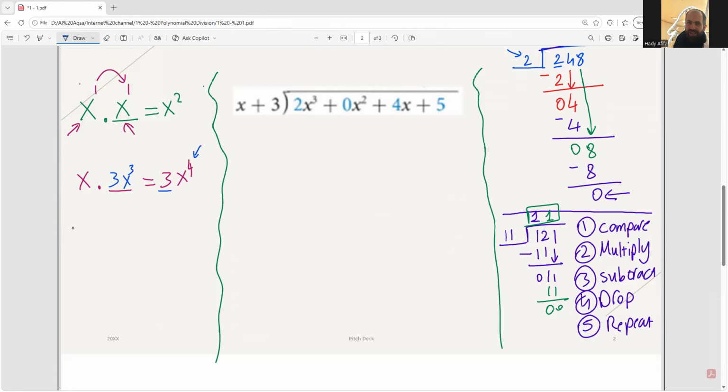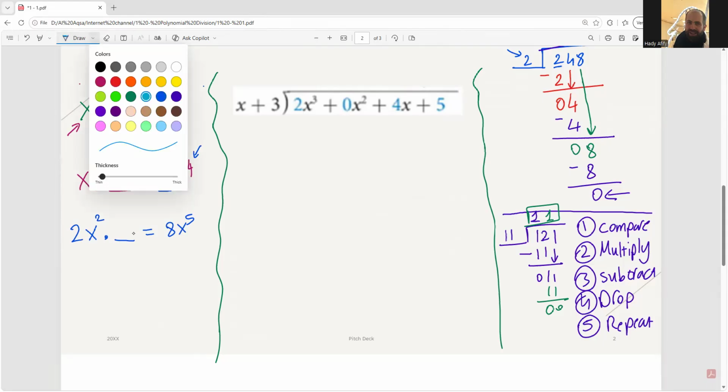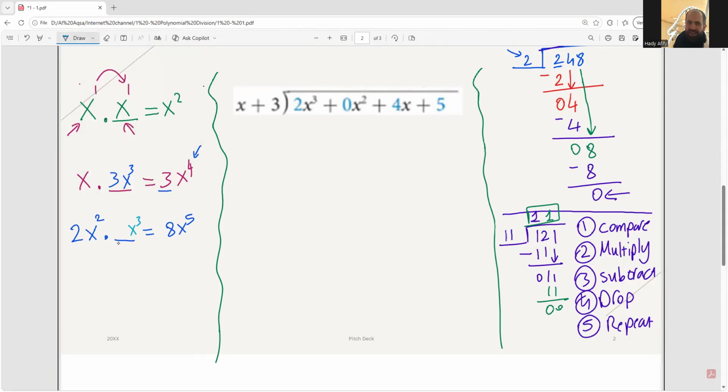Okay, another example. If you have, let us say, 2x squared multiplied by something, and you'll get 8x to the power of 5. So x squared multiplied by what will get you x to the power of 5? It will get you x to the power of 3. x to the power of 2 multiplied by x to the power of 3 gets you x to the power of 5. So 2 multiplied by what will get you 8? 2 multiplied by 4. This is very important. Just to remind you how to multiply monomials, it will come in handy regarding this question.